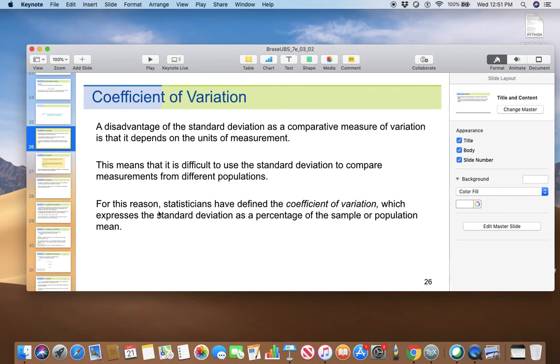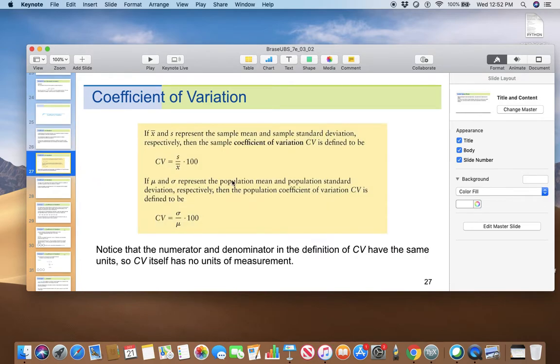So it is for this reason statisticians have defined what is called the coefficient of variation, which expresses the standard deviation as a percentage of the sample or population mean. So you are looking at a percentage of the sample or population mean. What does that mean? Let's look at this.